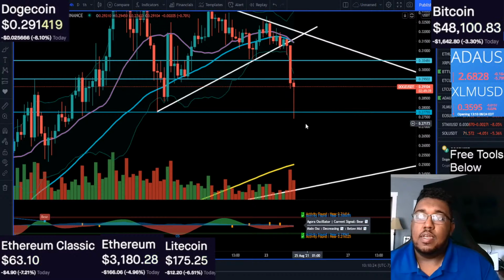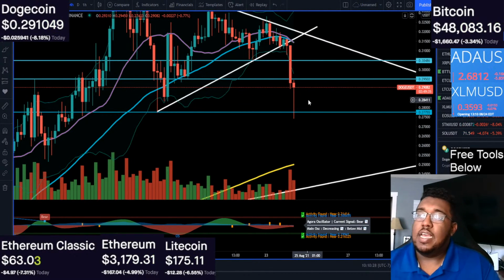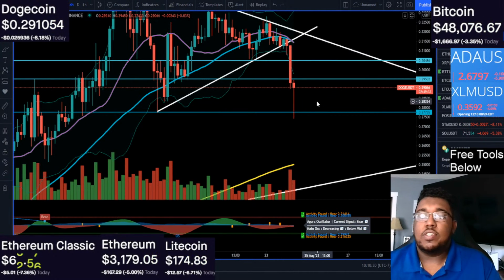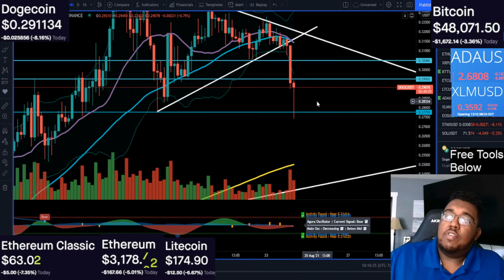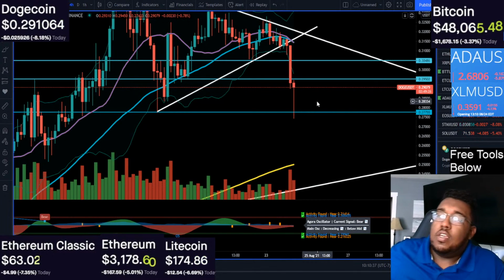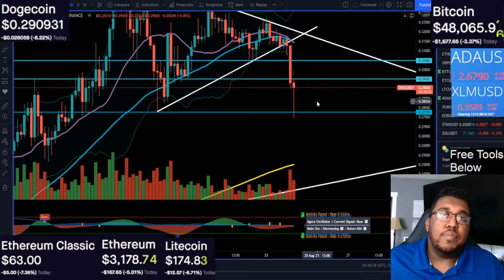But be careful because this definitely has a little bit more room to go down if Bitcoin doesn't start to rally up soon. And that goes for a lot of altcoins. If Bitcoin starts to move down even faster, it's at 48,000 right now, if it starts to go to 47,000, you're going to see another bad day of bleeding out here from the altcoins. So that's just a heads up, guys.